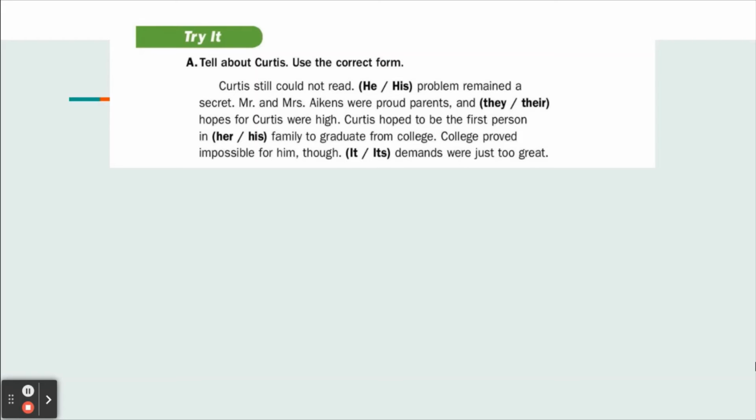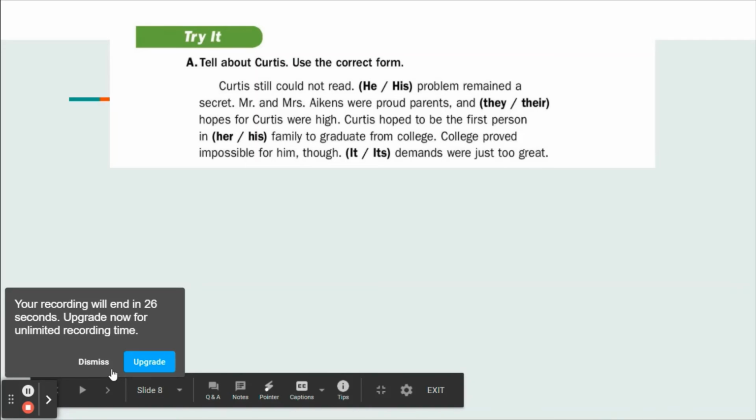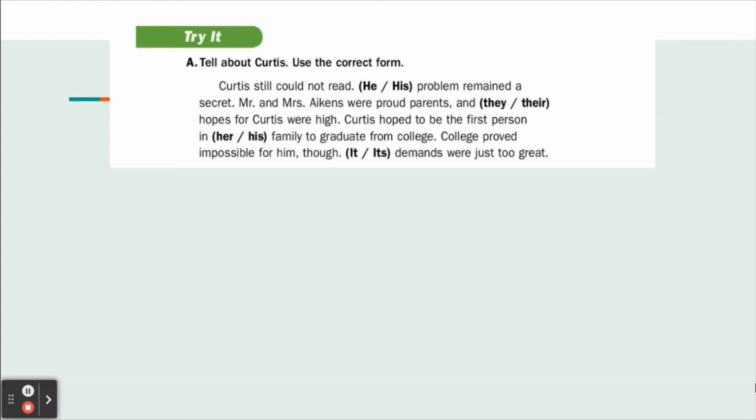Okay, let's look at the second one. Mr. and Mrs. Aikens were proud parents. And what? Yes, and their hopes, because it is theirs, okay, nobody else's. Their hopes for Curtis were high. Okay, how about the last two? Curtis hoped to be the first person in his, because this is a guy, right? And the last one is college proved impossible for him, though. What was impossible?